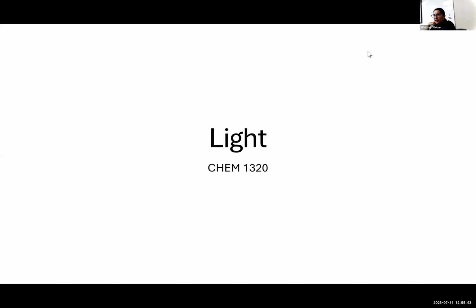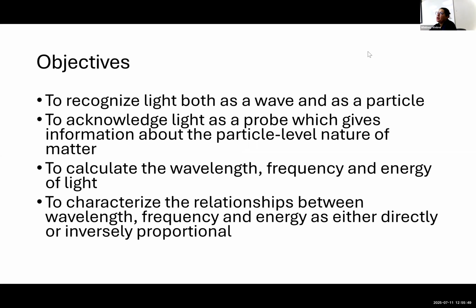We're gonna kind of continue connecting the dots. We talked about the atom, and we're now gonna relate that to light. So our objectives from this are to recognize light both as a wave and as a particle. It can exist as both. To acknowledge light as a probe, which gives information about the particle level nature of matter. To calculate the wavelength, frequency, and energy of light. And to characterize the relationships between wavelength, frequency, and energy as either directly or inversely proportional.